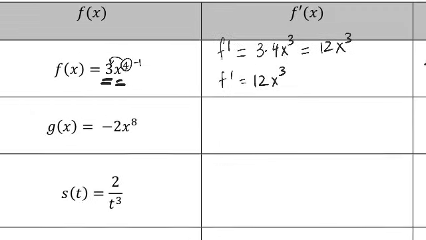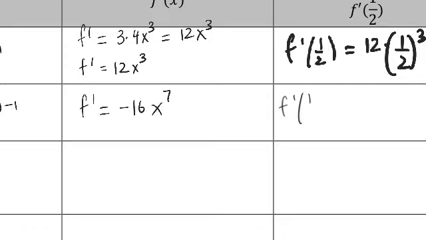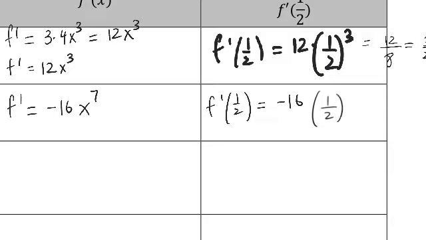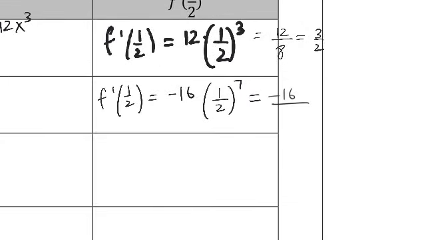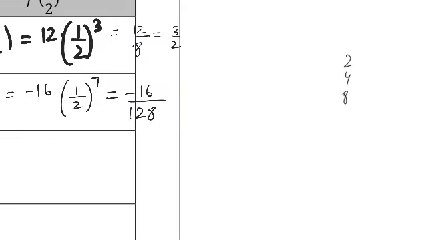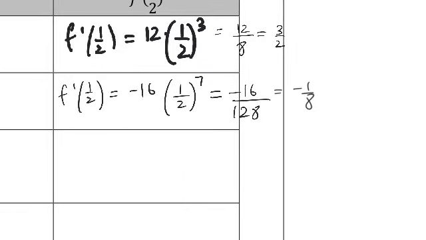Next one right here, f prime is going to be equal to, take this power multiplied by the number here, negative 16, and then reduce the power, x to the 7. So then f prime of 1/2 is equal to negative 16 times 1 over 2 to the 7th power. 2 to the 7th power, I believe, is 128. Let me double check. 2, 4, 8, 16, 32, 64, 128. Yeah, 128. So I can simplify that to negative 1/8.